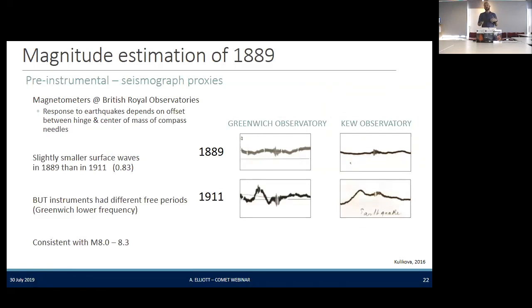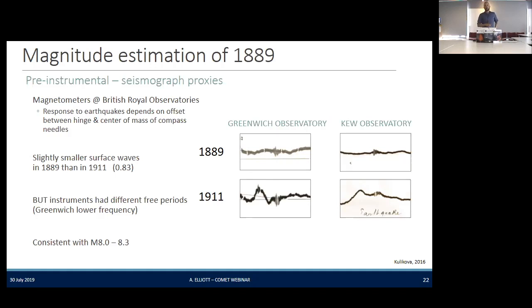It was also recorded by non-dedicated seismometers, so other mechanical instruments that were set up in observatories that didn't actually form part of a dedicated seismic network, but were measuring other things. So these magnetometers at British observatories also had a mechanical response to the passing seismic waves from these huge earthquakes. And the comparison of recordings in 1889 and 1911 allowed Galina and Frank to evaluate the relative magnitudes of the two earthquakes, which led them to the conclusion that the 1889 earthquake had a magnitude of about 8.3.